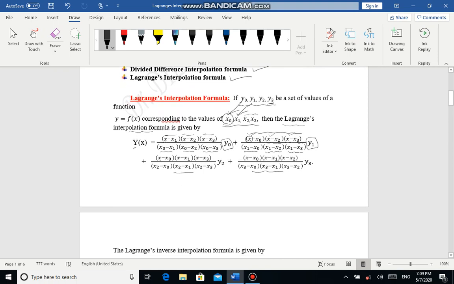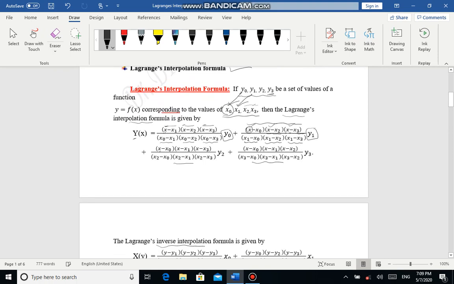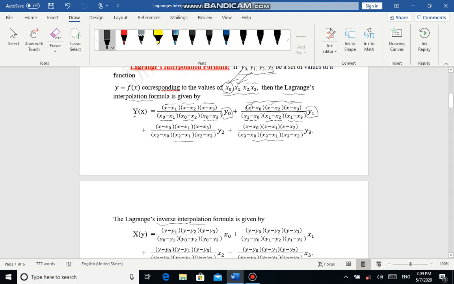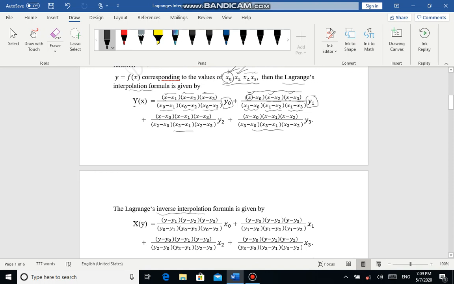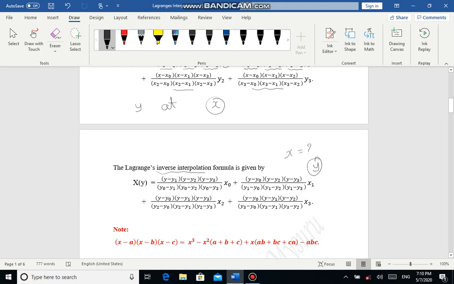Similar to this, we have the Lagrange's inverse interpolation formula. Inverse interpolation formula is nothing but everything remains the same, but we are going to replace y by x and x by y. So in Lagrange's formula, we are finding y at a given point of x. But in inverse Lagrange's interpolation, you are going to find x at some point of y. So that is called the inverse Lagrange's interpolation formula. So now, to solve some problems, I need this important note. In some cases, using this Lagrange's interpolation formula, we are going to find a polynomial.